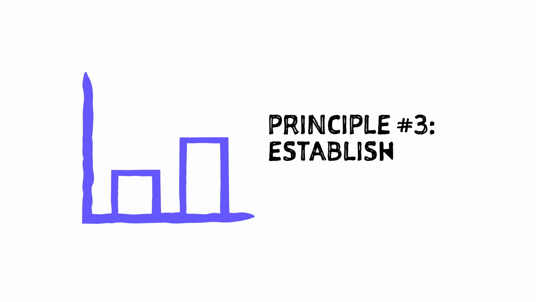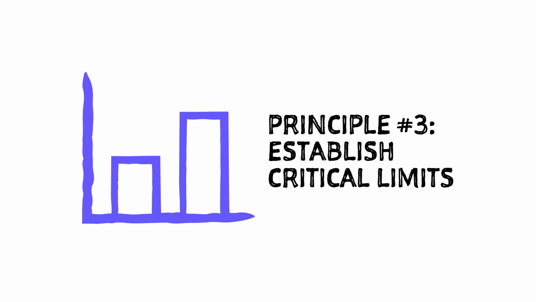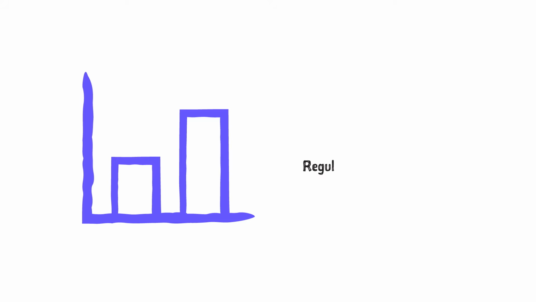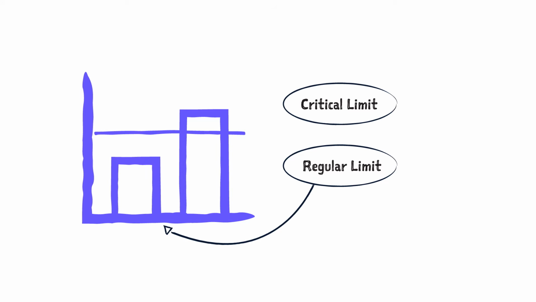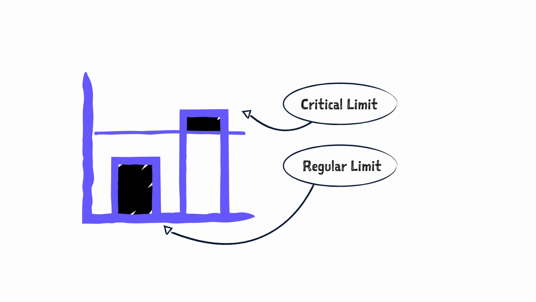Principle number 3. Establish critical limits. Once you determine which steps are a CCP, you now have to establish critical limits for each identified CCP. A critical limit is the minimum and maximum value for the control measure at a critical control point to establish what is safe and acceptable.